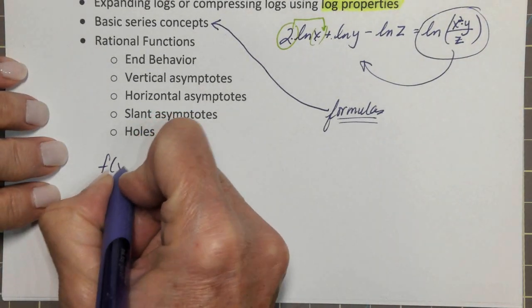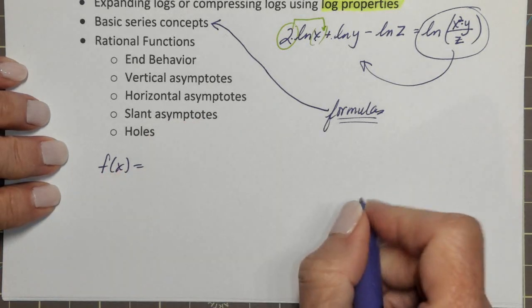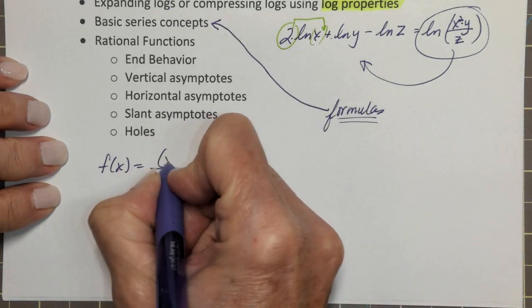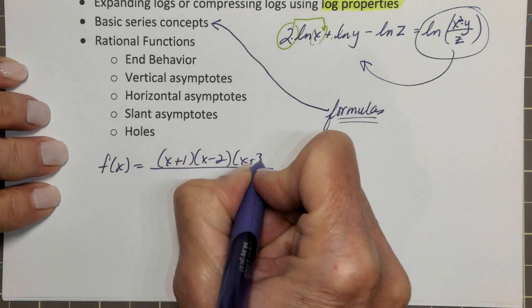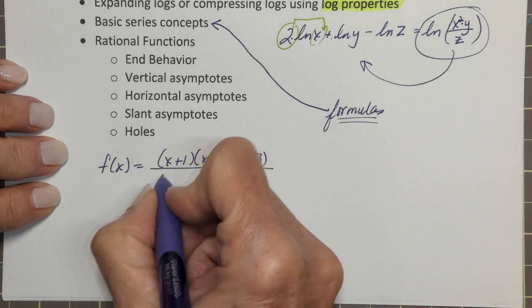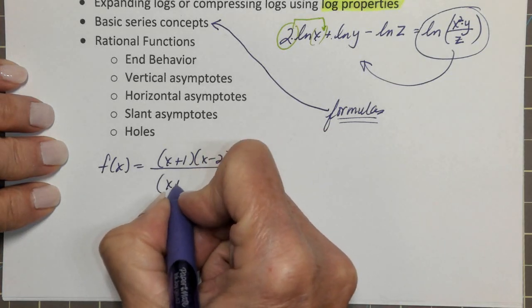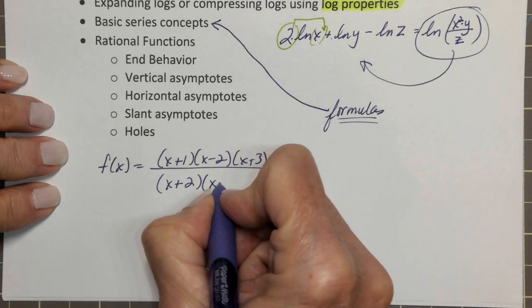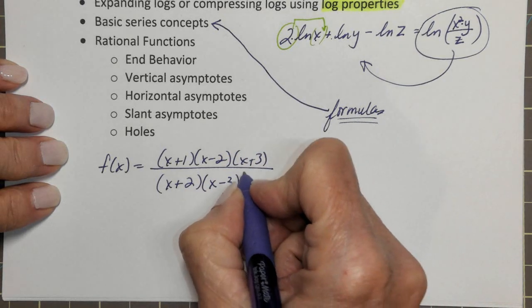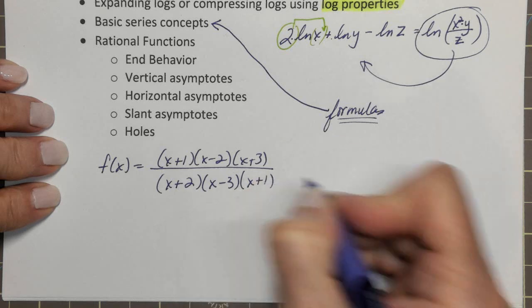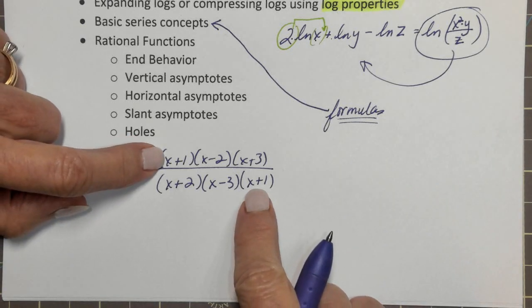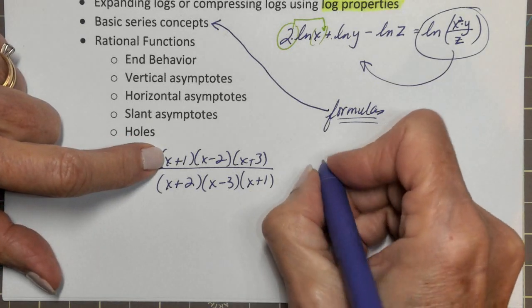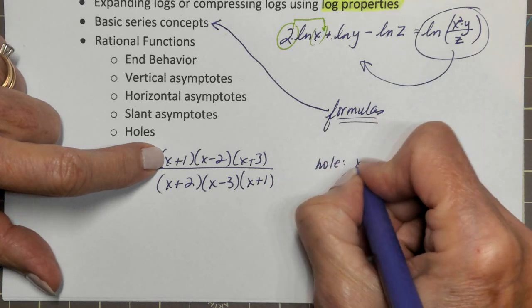What if I have this function? I'm going to go ahead and factor the top and bottom. Let's say x plus 1, x minus 2, x plus 3 on top, and on the bottom let's do x plus 2, x minus 3, and x plus 1. Where does this rational function have a hole? Well, the hole occurs when x is negative 1.